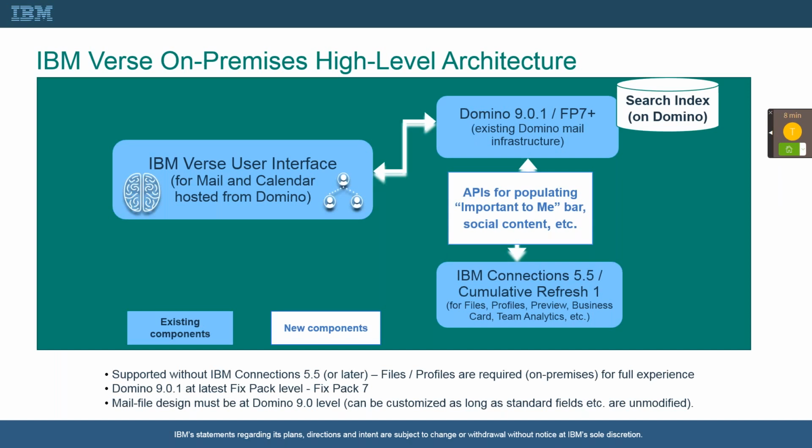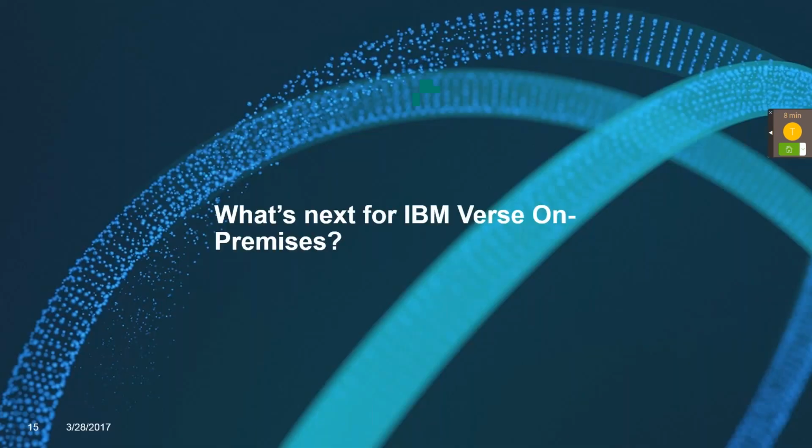Just quickly, I know everyone's probably seen this slide before. This shows the high-level architecture. The existing components are in blue. The new components are in white. As you see, we did some API work there, and we will be helping and expanding in the Domino API world going forward as well.